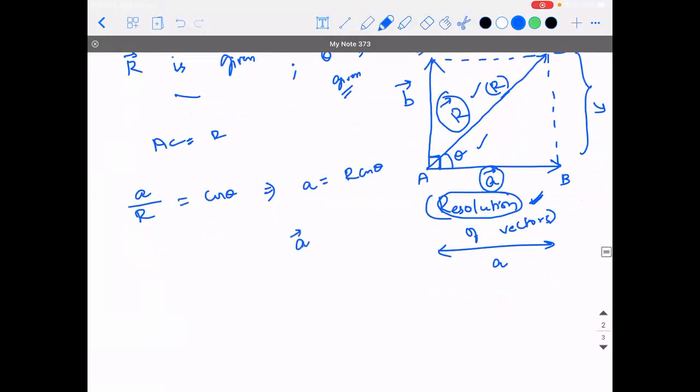Then what will A vector be? A vector will be R vector times cos theta. Generally, we don't write it like this. You write it as R cos theta. So you can stop with this. So A is equal to R cos theta. Then what is the value of B, guys?